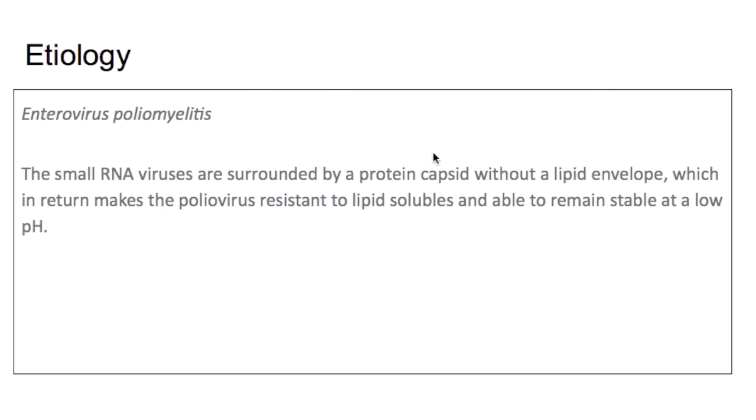Polio then multiplies throughout the body, including the small intestine and the blood, and all of that leads up to the central nervous system, where it has a high affinity for motor nerves.